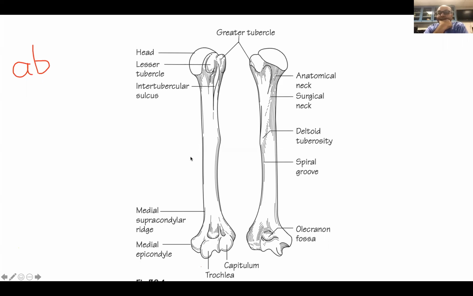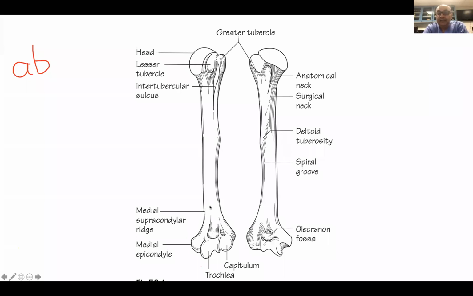Anything else? Yes. The artery damaged at the supracondylar fracture, is it the brachial artery? Yes, the artery damaged at the supracondylar fracture is the brachial artery. So the artery which will be damaged, if an artery is damaged at supracondylar fracture, that artery is my brachial artery.